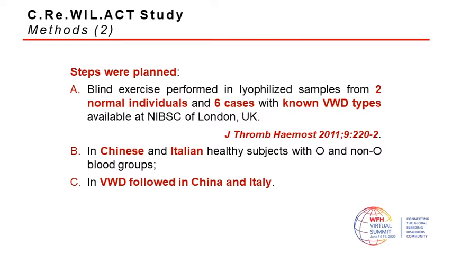These are the results. In two blind exercises, both labs in Milano and Suzhou could confirm the diagnosis of normal controls, or VWD type 2A, type 2B, and type 2M, in lyophilized samples obtained from the standard plasma sample. So we had the possibility to make sure that these assays were very good, and the sensitivity of these assays, antigen, ristocetin cofactor, and collagen binding, were pretty good, with a coefficient of variation below 10%.